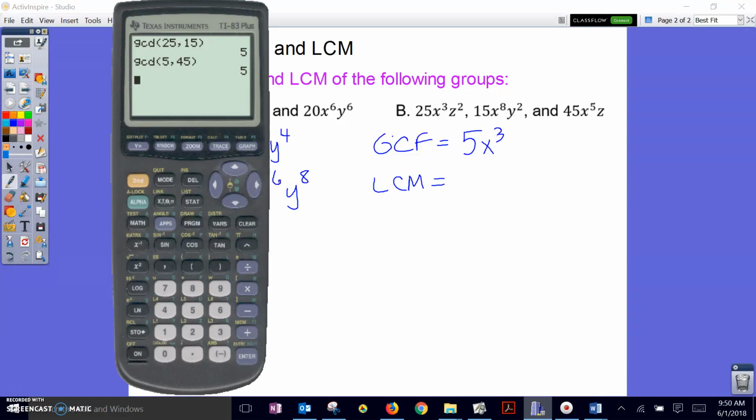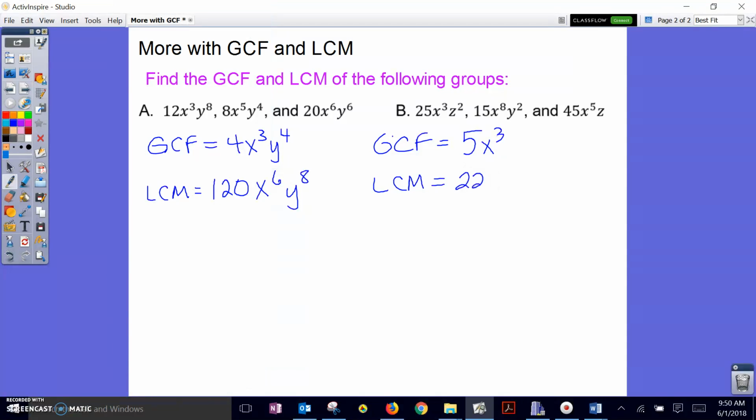And then my LCM, I'll go ahead and do the numerical portion. LCM of 25 and 15. And then the LCM of that and 45. 225 is our numerical portion. And now we want the biggest power of the variables that appears in any of these. So we've got x to the third, x to the 8th, x to the 5th. The biggest of those is x to the 8th.